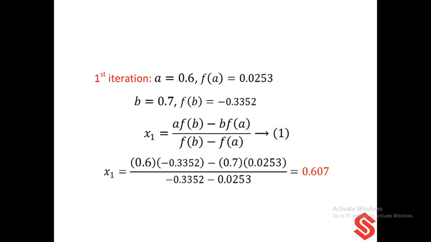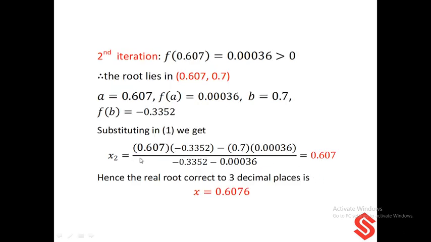First iteration we got 0.607. Even in second iteration we got the same 0.607. So stop the iterative process, and hence the real root correct to 3 decimal places is x is equal to 0.607.